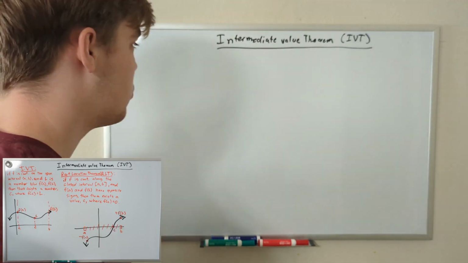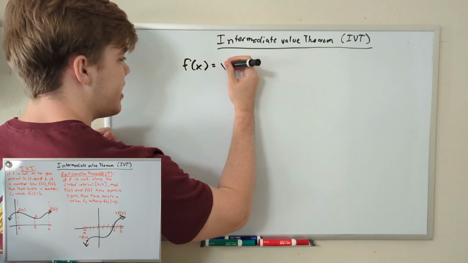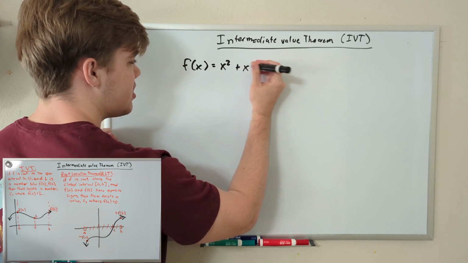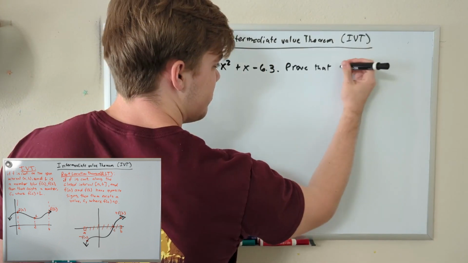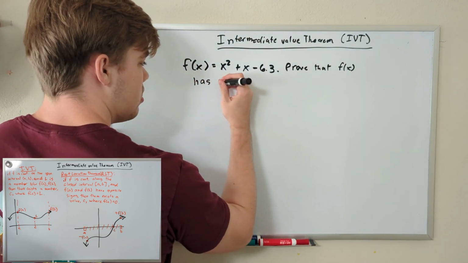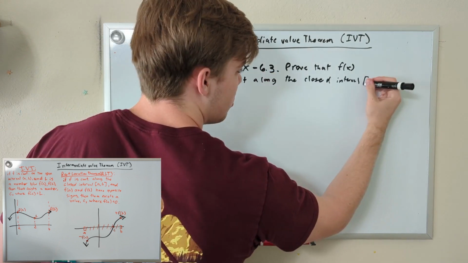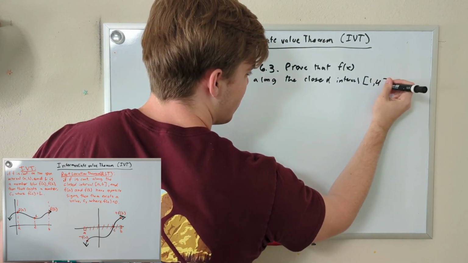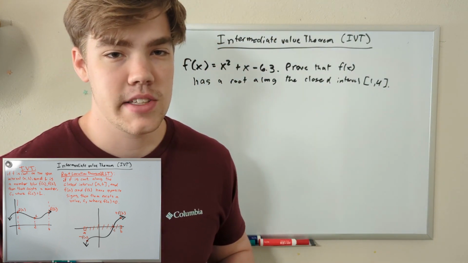In our first example, we have f of x being equal to x squared plus x minus 6.3. And we want to prove that f of x has a root. But not just anywhere. It has a root along the closed interval [1, 4]. And remember, a closed interval includes the endpoints, which is represented with brackets. So how might we go about solving this problem?